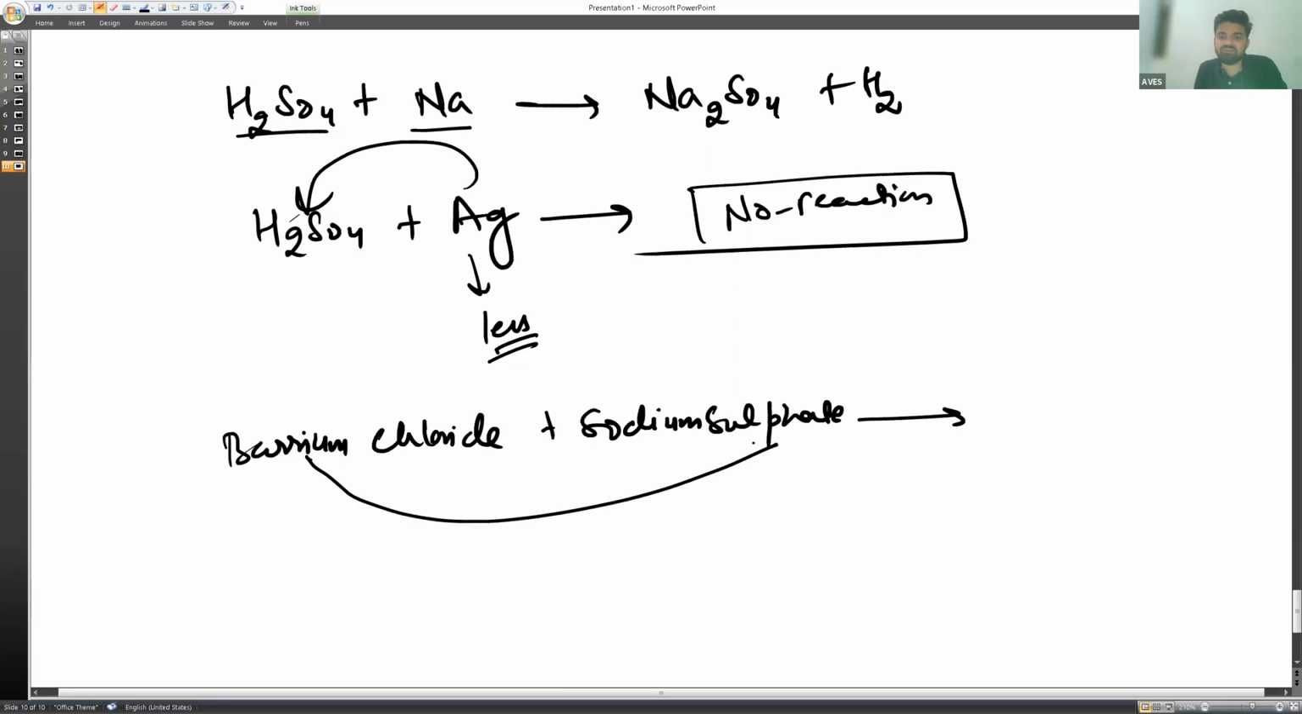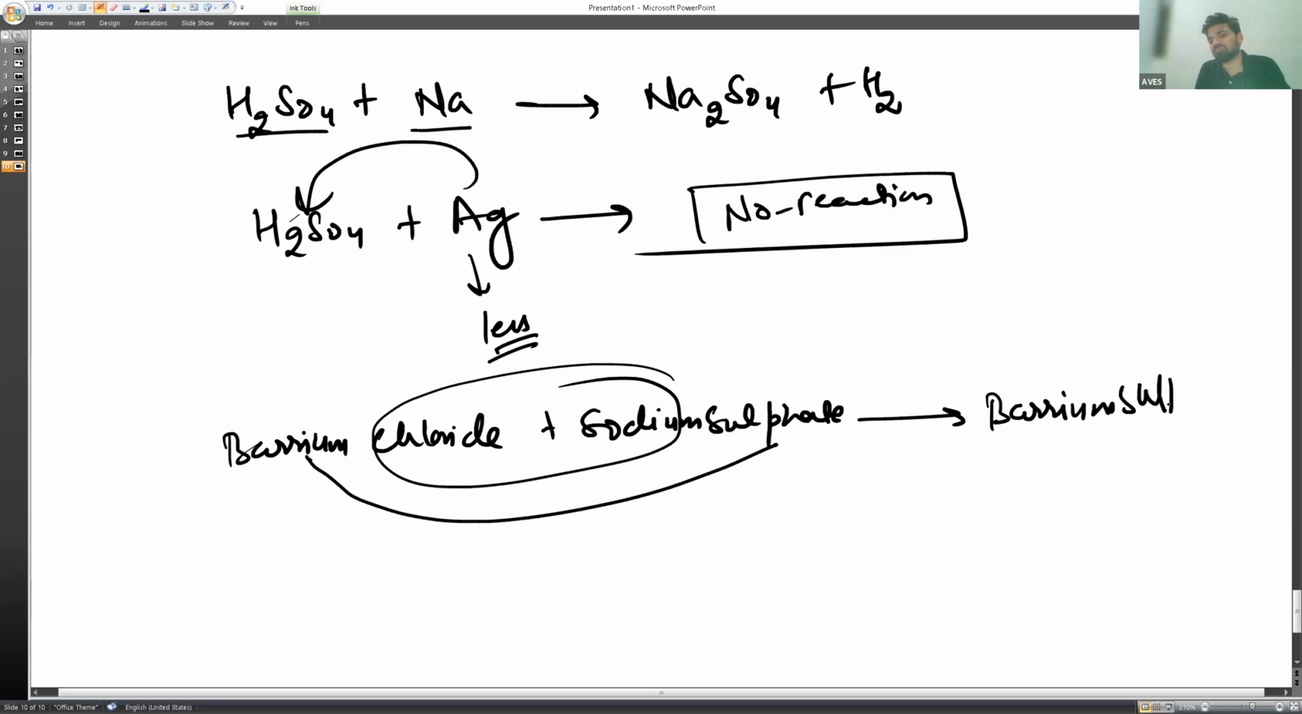So barium and sulfate will combine together and sodium and chloride will combine together. This is called double displacement reaction. But you have to write the formula accordingly. Barium sulfate will be formed and sodium chloride will be formed.